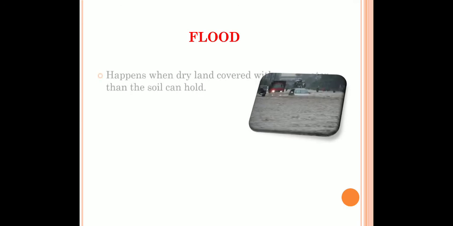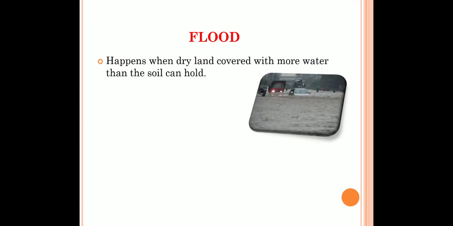The fourth one is the flood. A flood happens when dry land is covered with more water than the soil can hold, and this water can cover all the land, and this can be dangerous for all people. This is caused by heavy rains, like what happened in Alexandria in 2015, like in this picture.